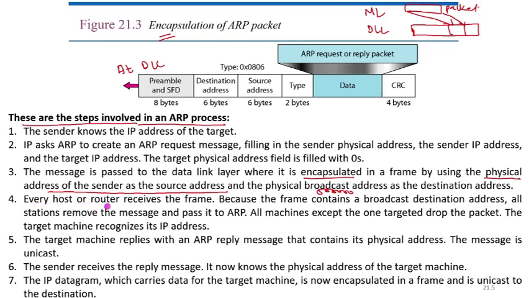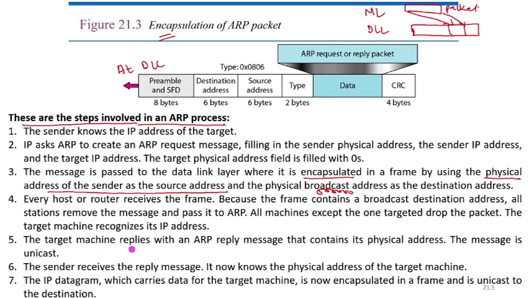So every host and router receives the frame because it is a broadcast address. Because the frame contains a broadcast destination address, all stations remove the message and pass it to ARP. All machines except the targeted one drop the packet. The target machine recognizes its IP address. So the broadcast message reaches each of the hosts and routers. They decapsulate the frame and then match the IP address. If it matches, it will be accepted, otherwise they will drop it.